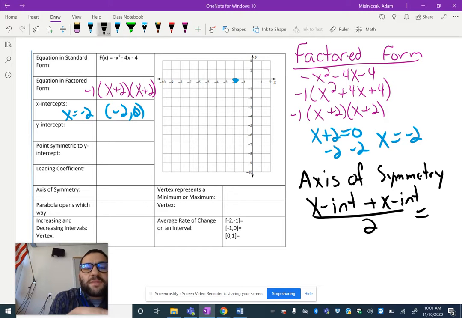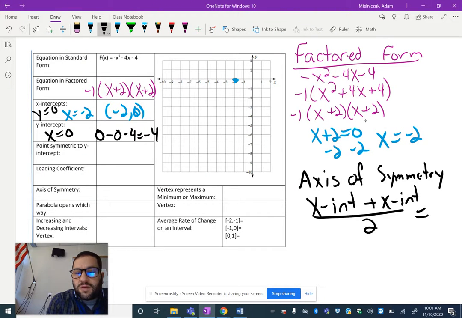Our y-intercept is when x is 0. So let's think about this. Negative 0 squared is 0. Again, this is when x is 0, and the one above this is when y is 0. So we have 0 minus 4 times 0 is 0, minus 4, which means we have a y-intercept at the point 0, negative 4.